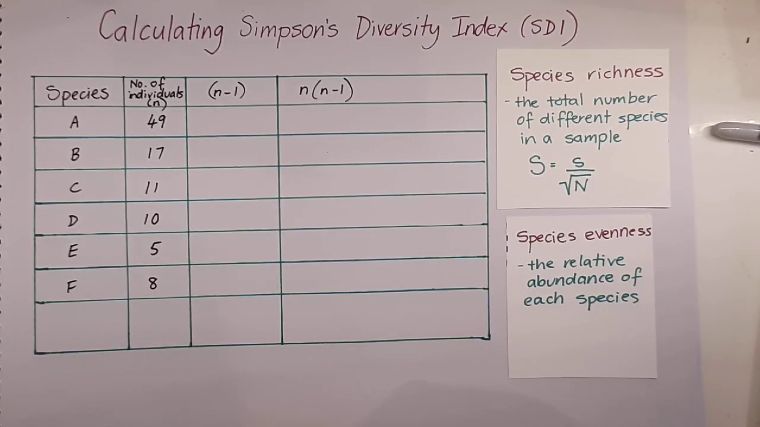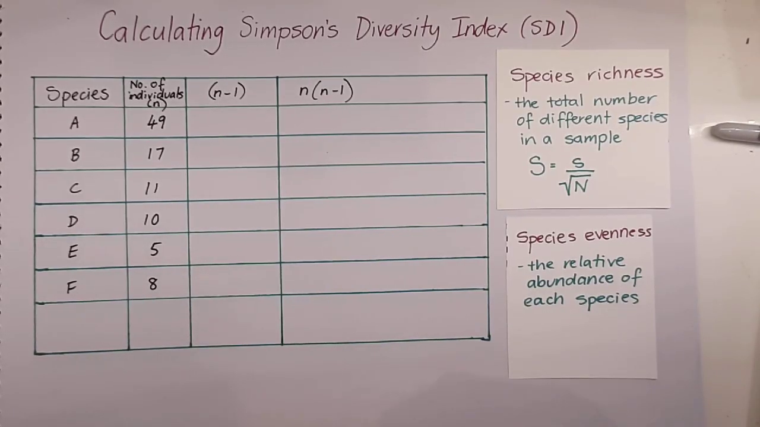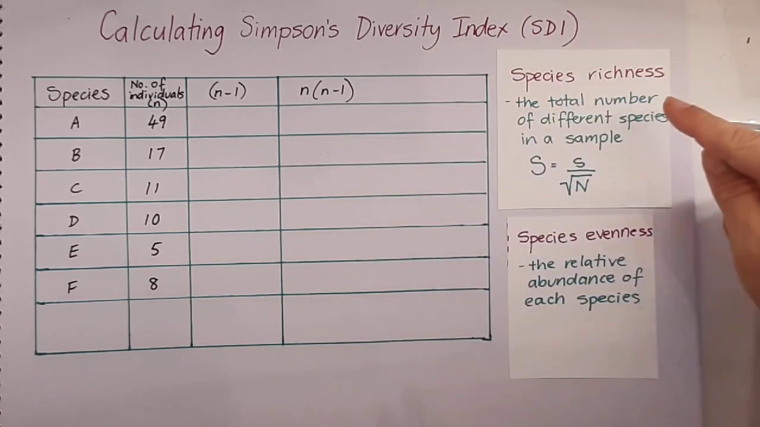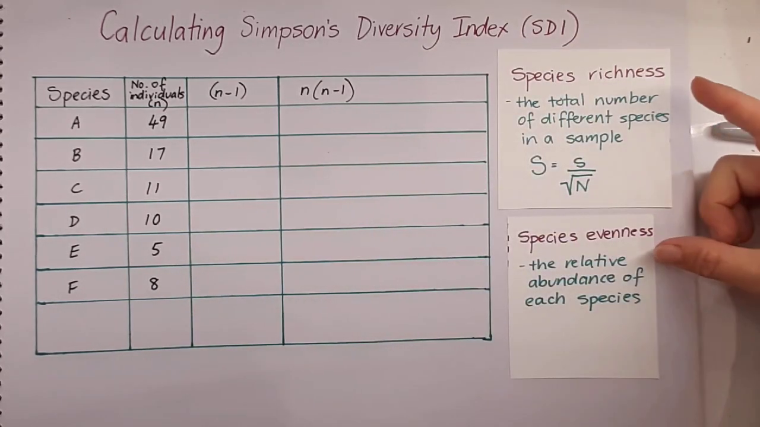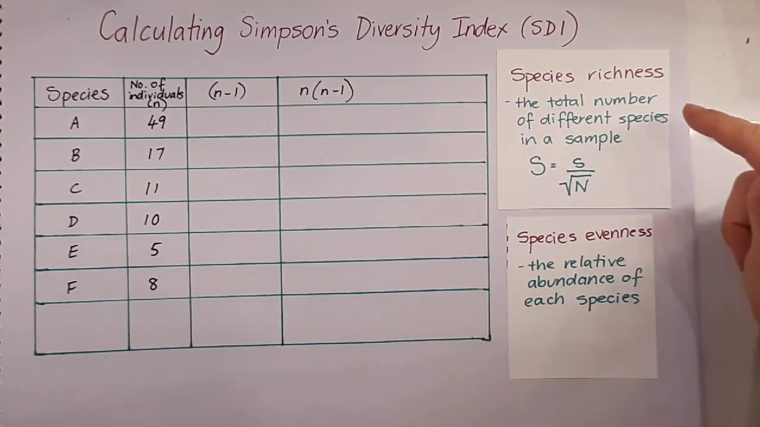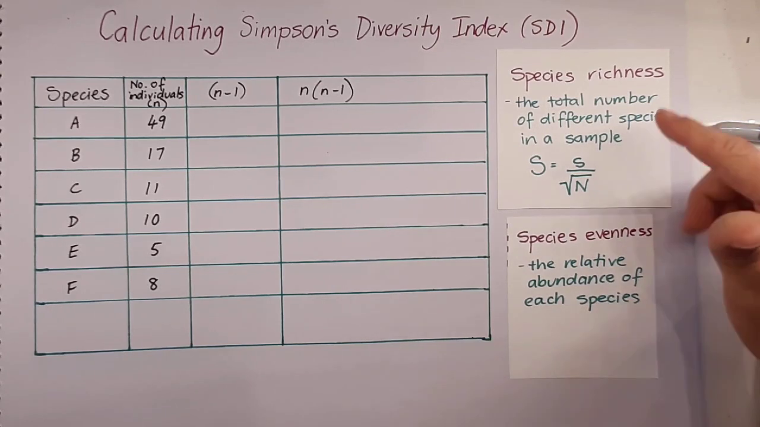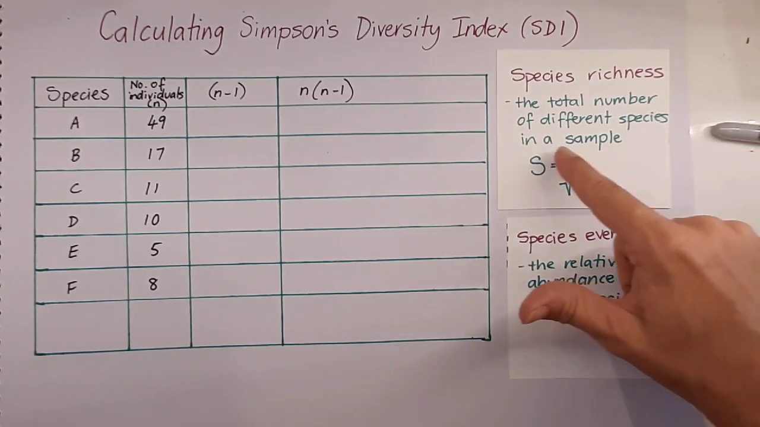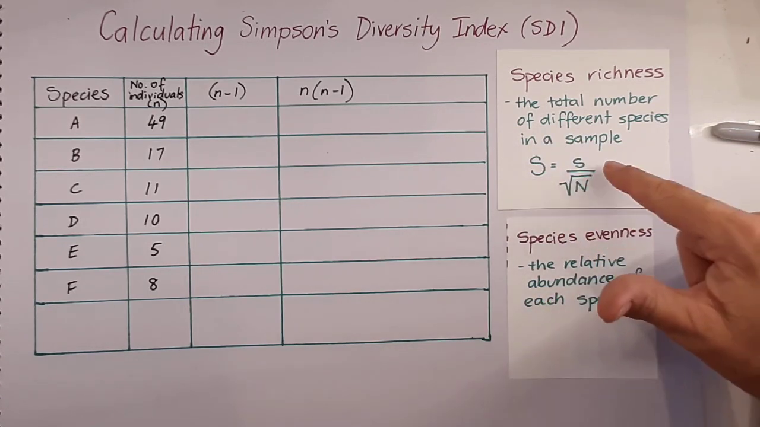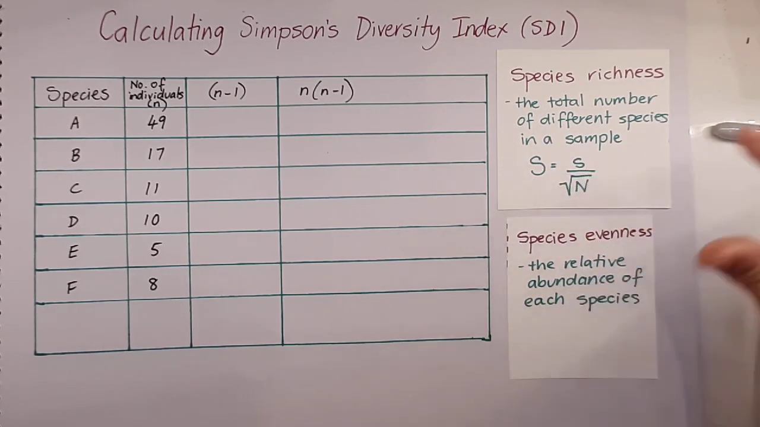In this video, we're going to go through how to calculate Simpson's diversity index. When we get a measure for SDI, it takes into account both species richness and species evenness. So species richness is the total number of different species that can be found in a sample, and we can use this formula to calculate species richness if the number of individuals in two areas is different.